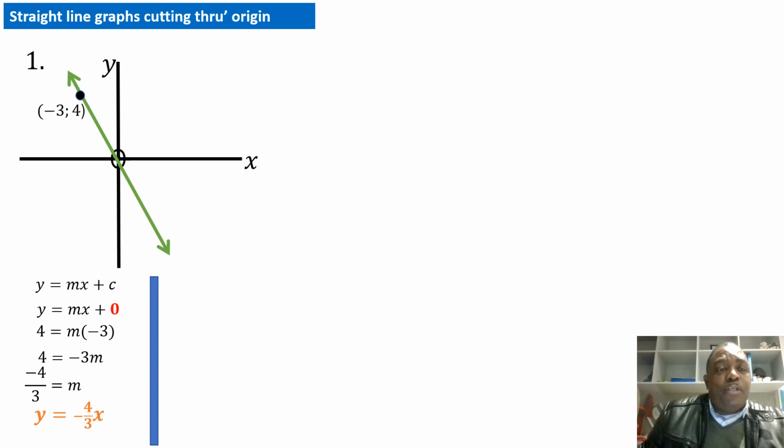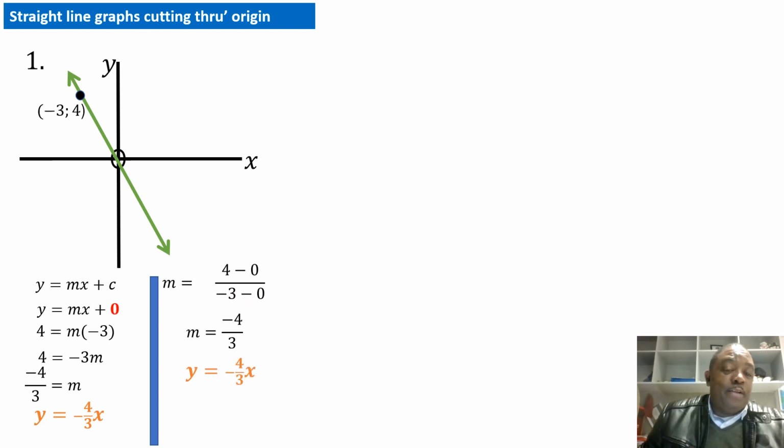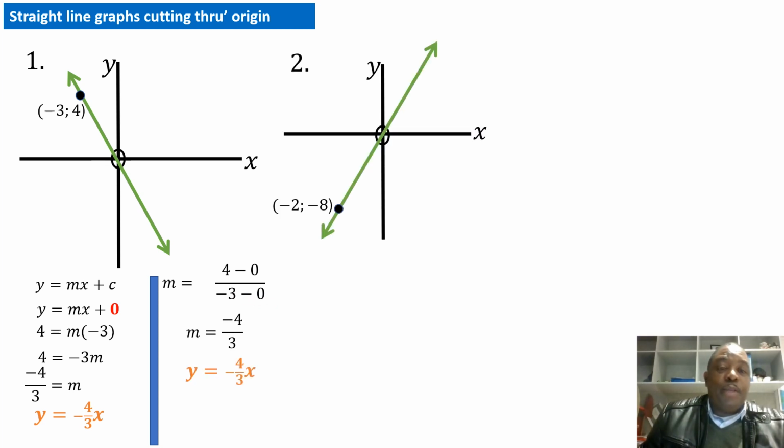But we do have a formula for calculating the gradients of straight line graphs. You could have also used that, but remember here that your origin is another point. You need 2 points for the formula, and the other point given is your second point. So you've got coordinates at the origin (0, 0), and here you've got (-3, 4). Then y2 minus y1 over x2 minus x1, and you get your gradient. Then you can just write your equation. Pretty easy.